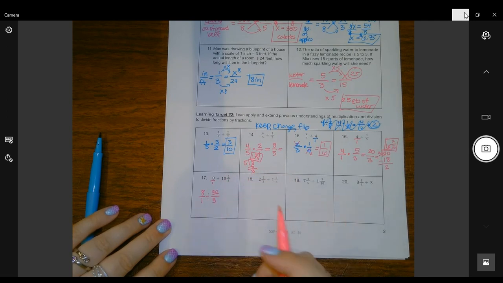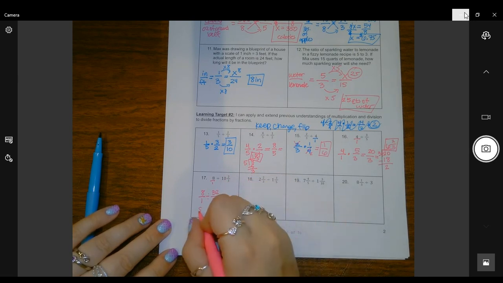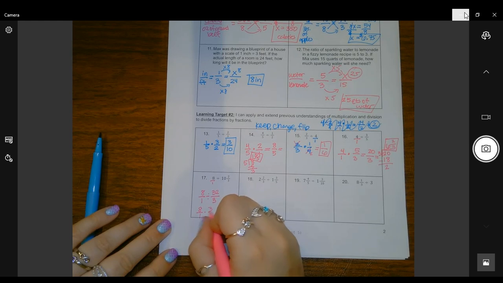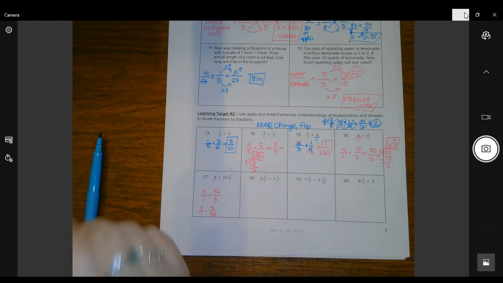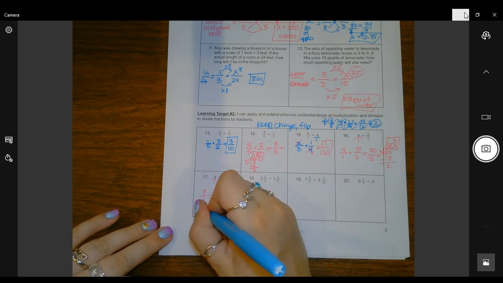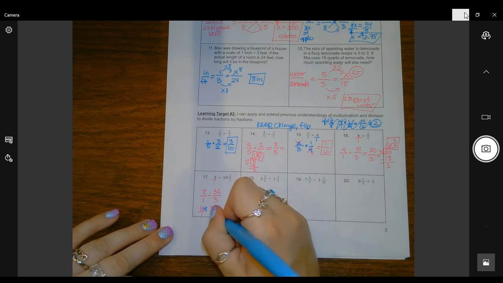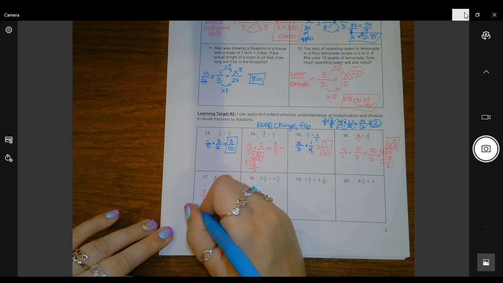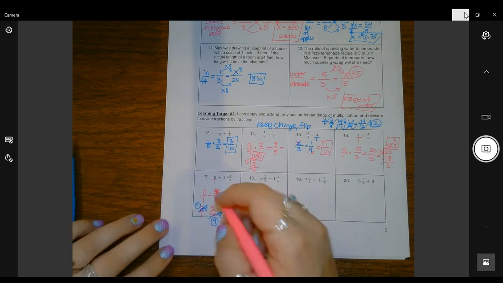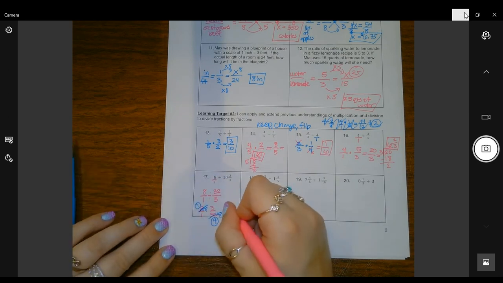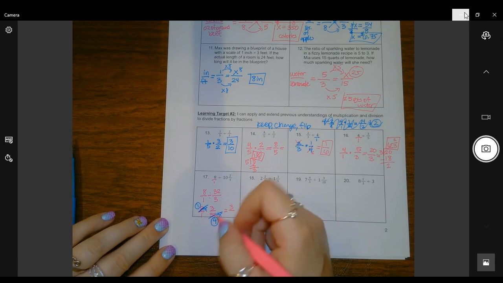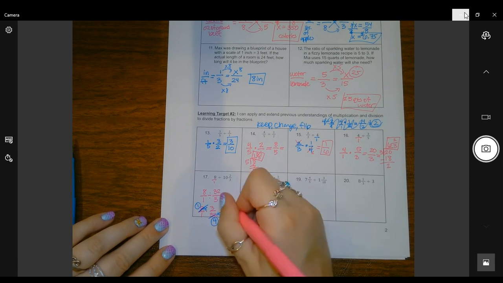Now that you have two fractions, I can go ahead and do my keep, change, flip. Do you see anything that can cross cancel? Yeah, 8 can go into both of these. 32 divided by 8 is 4, and 8 divided by 8 is 1. When you multiply across, on top you get 1 times 3 is 3, and on bottom 1 times 4 is 4.